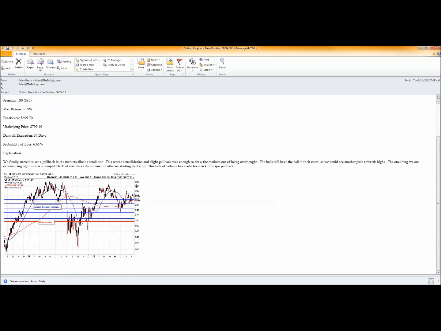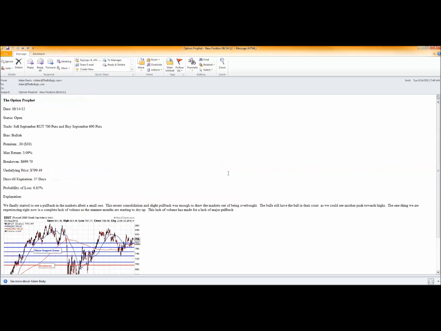Next, we have an explanation. We like to tell you exactly what we're seeing, exactly what we're thinking in our trade, why we're putting this trade on now, what we think is going to happen in the market. After that, we have a chart to back that up. We show you all the major support zones on our play and also our break even, so you can get a visual representation of what we're doing.